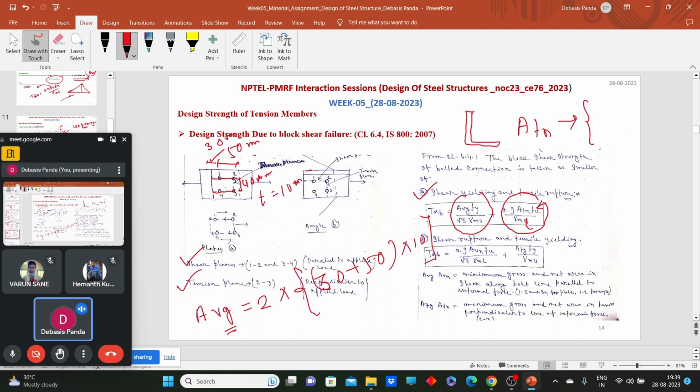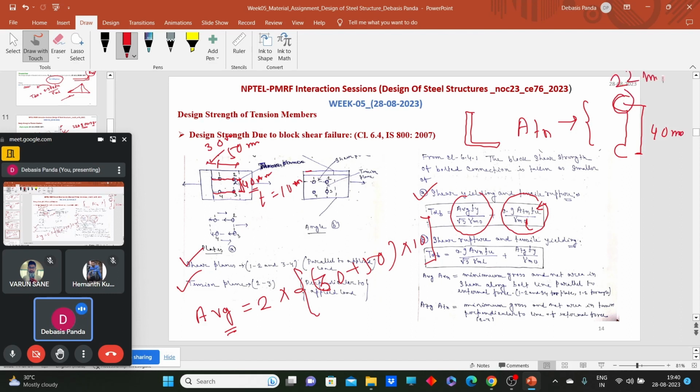The center to center distance between two bolt holes is 40 mm. That means my cross section looks like this. This distance is 40 mm. And for example, these holes are, say, 22 mm holes. So what will be the net area?